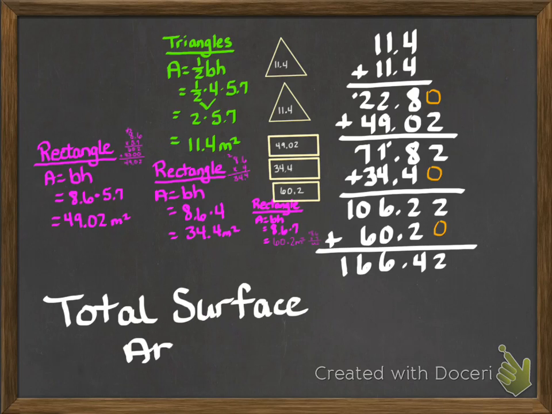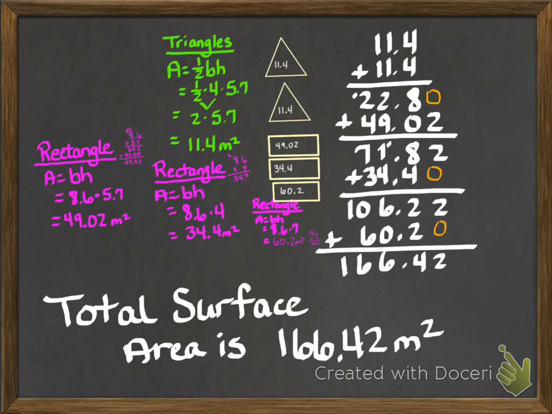So once I added everything up, I found that the total surface area of this shape happened to be 166.42 squared meters. And that was a lot of work, but you can see how, if you organize your work so it's nice and neat, it's easy to know what you're adding at the end. But there's a lot of places to make errors, which is why you need to take your time, and you also need to make sure that you're writing neatly so you don't mess things up.